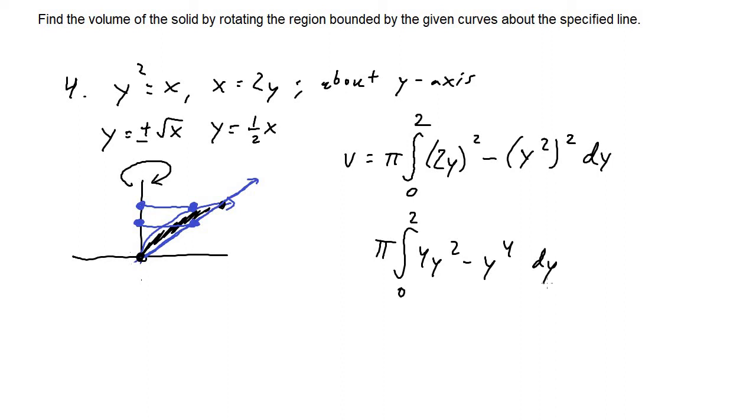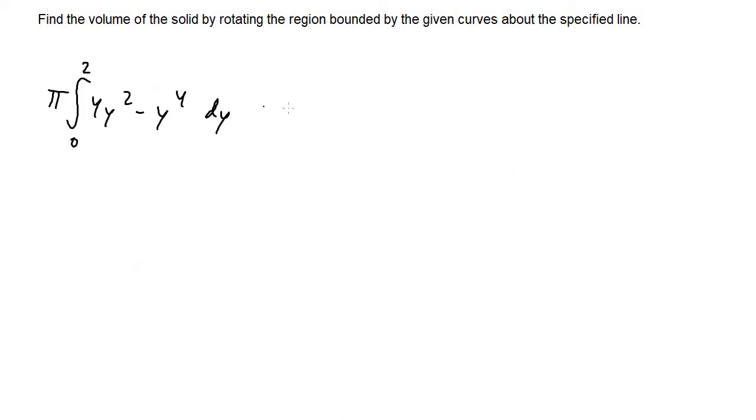And then we can go ahead and just evaluate from there. So we have pi times the integral of 4y squared, which is 4 over 3 y cubed. And then minus the integral of y to the 4th, that's y to the 5th over 5. And then we can evaluate from the y bounds of 0 to 2.